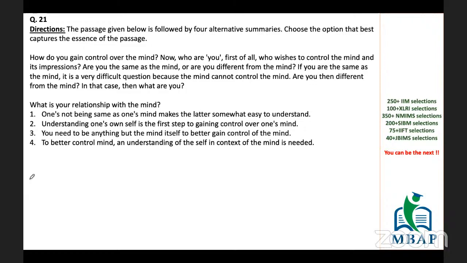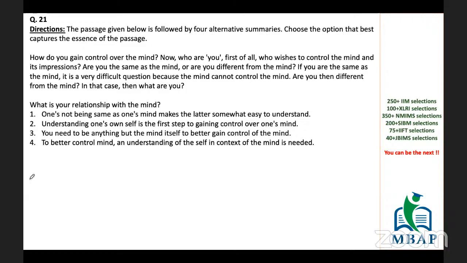Okay. Now, third says, you need to be anything but the mind itself to better gain control of the mind. Okay. Again, even if you are anything but your mind, still, you need to clarify your relationship with the mind to have better control over it.